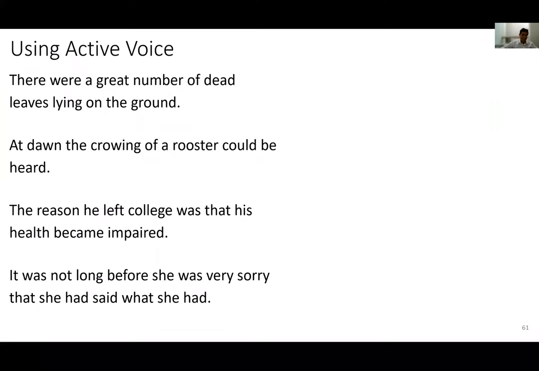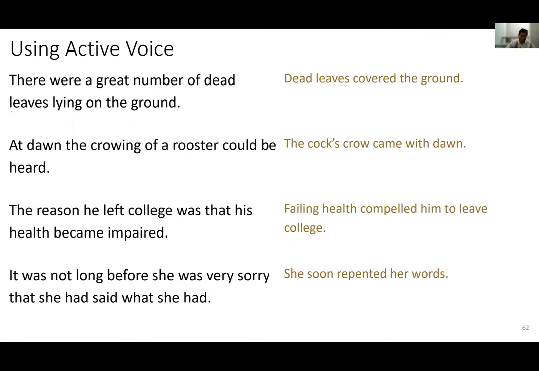This one example: okay, this is a passive voice sentence, right? In Sinhala, this is called Karma Karaka. There were a great number of dead leaves lying on the ground. There are a very great number of dead leaves lying on the ground. It's like a dead field. Okay, let's see the active voice one: dead leaves covered the ground. Now this one is powerful, right? Dead leaves covered the ground. Now, can you write your papers in active voice? It's very hard, but when you write it, it's so powerful.